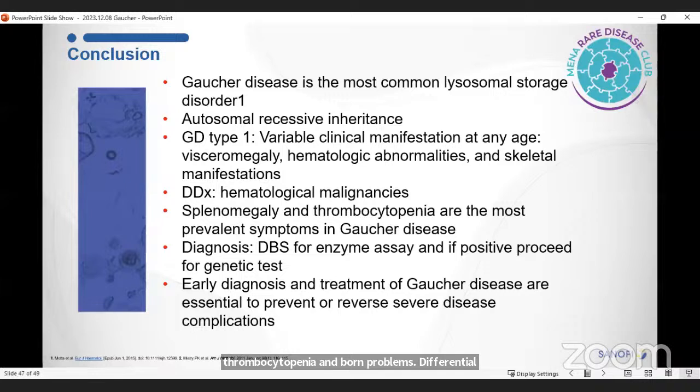So we need to think about Gaucher when we think about hematological malignancies, especially if you have splenomegaly, thrombocytopenia without a clear reason. Definitely we need to consider Gaucher disease. Diagnosis is very simple. All we need is a dry blood spot. They will do the enzyme assay. If it's positive, they'll do a genetic test. And early diagnosis and treatment are essential to prevent and reverse complications.